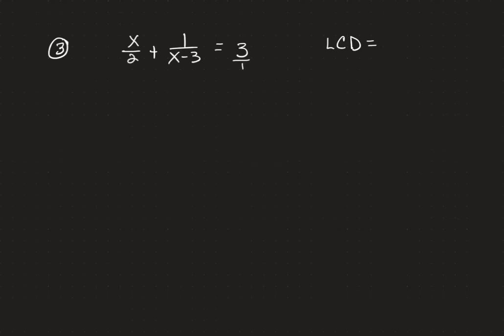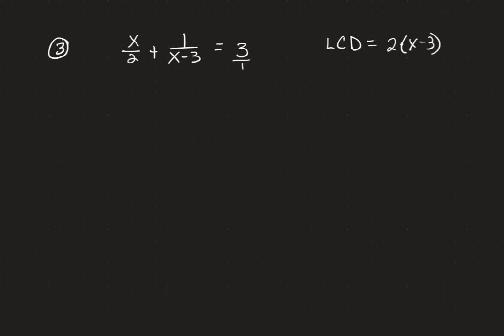What is our least common denominator? Well, the prime factorization of the first factor is 2, and of the second factor is x minus 3, and of the third factor is, well, 1. We don't even really need to write that. So there's our least common denominator. Now, we could go through the process of converting all of those fractions to equivalent fractions that have that least common denominator. But here's something else you can do.